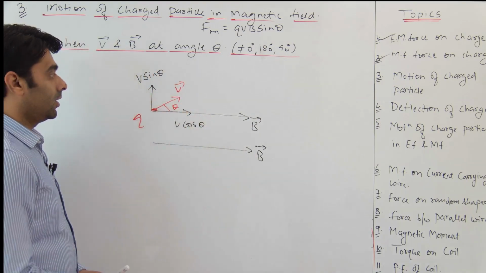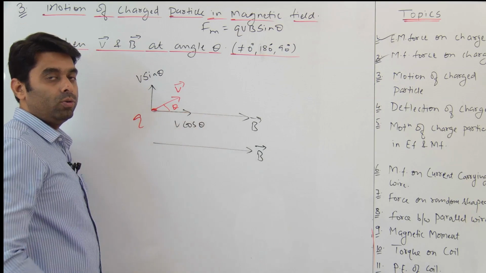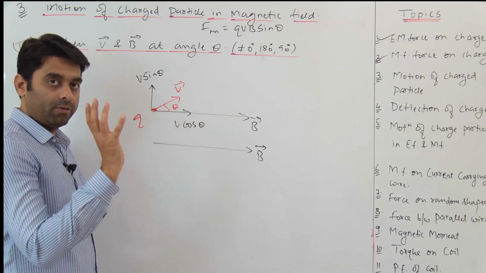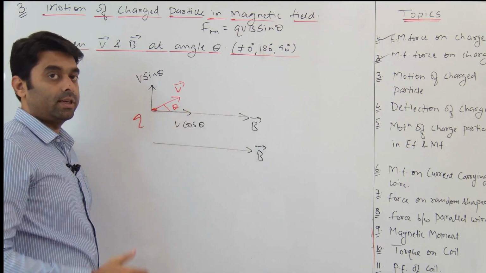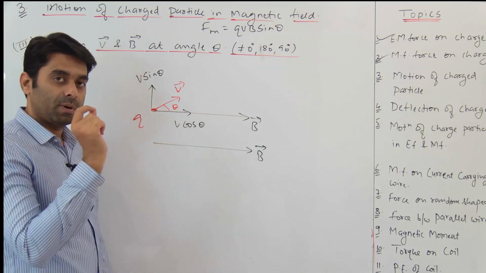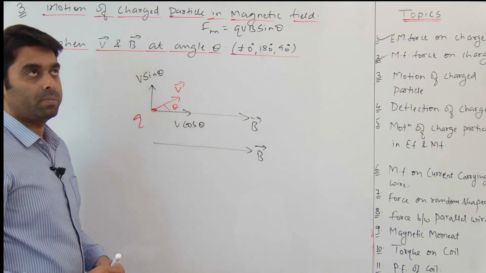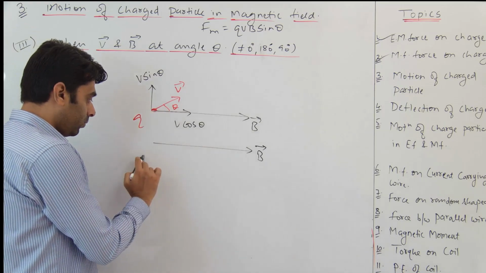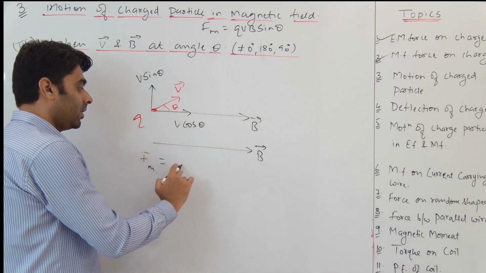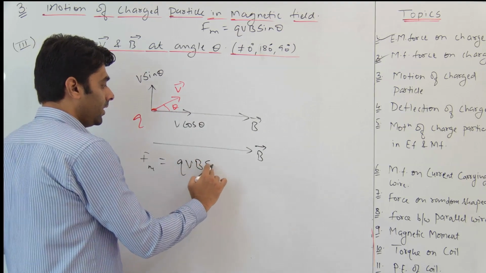Over here, there will be no force acting due to your V cos theta. Magnetic force will not be there due to V cos theta. But V sin theta is perpendicular to the magnetic field, and due to that, a magnetic force will come into play. How much will our magnetic force be? The magnetic force will be QVB sin theta.